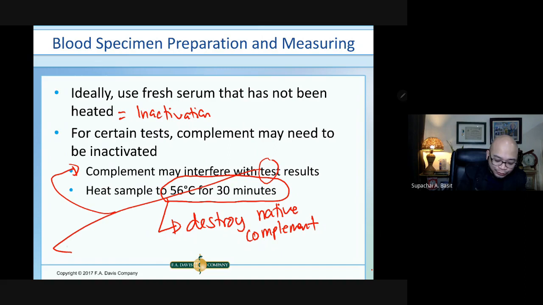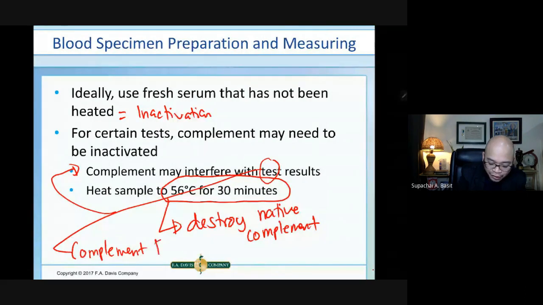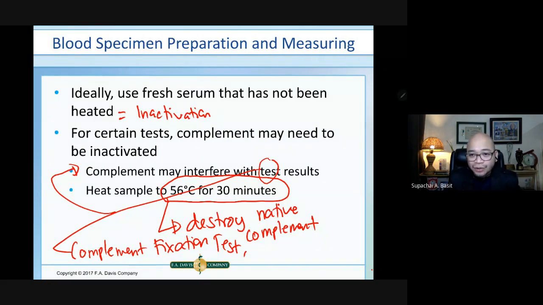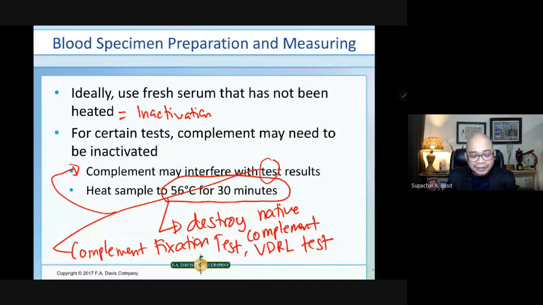Particularly if you are doing the complement fixation test or the VDRL test. So the complement fixation test and the VDRL test are the tests that require inactivation. However, the majority of serological tests do not require inactivation of serum.